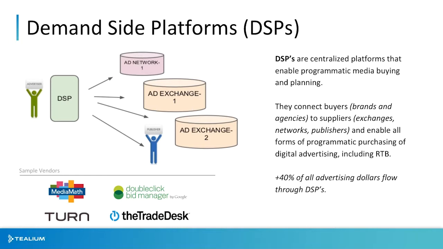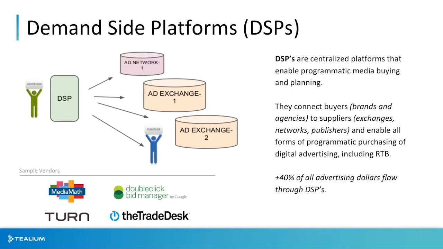In order to work with the ad exchanges, demand-side platforms had to be created. The demand-side platform is a tool used only by advertisers in order to interact with the ad exchanges that I just explained to you about. DSPs, in other words, are centralized platforms that enable the programmatic media buying and planning of ad exchanges. So they basically connect all of the advertisers in the world today, the buyers, the brands, the agencies, directly to the ad exchanges, which are being populated by the publishers. That's how programmatic RTB takes place, and that stands for real-time bidding.